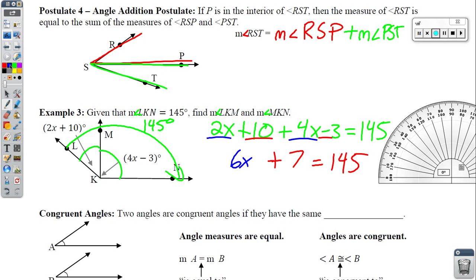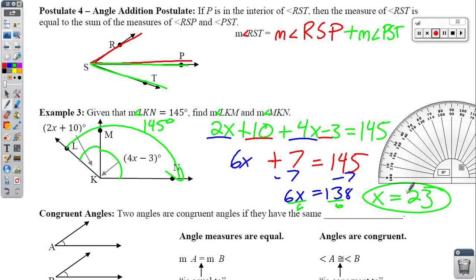And then we've got to subtract that 7 over to get just the 6x by itself. So we'll subtract 7, we get 138 on the right side, and 6x on the left side. Divide both sides by 6 to get x, and we get x = 23.